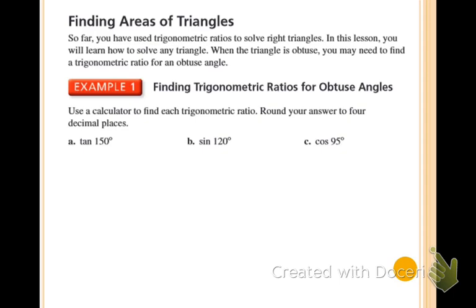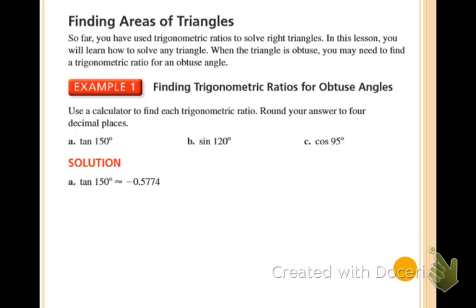But these are all what kind of angles? They're all over 90, which makes them obtuse. So you can find a trig ratio of obtuse angles, and you type in tangent of 150. Go ahead and type that in. And then round to the nearest 4 decimal places. What's the first one? Negative 0.5774. Did anybody not get that?